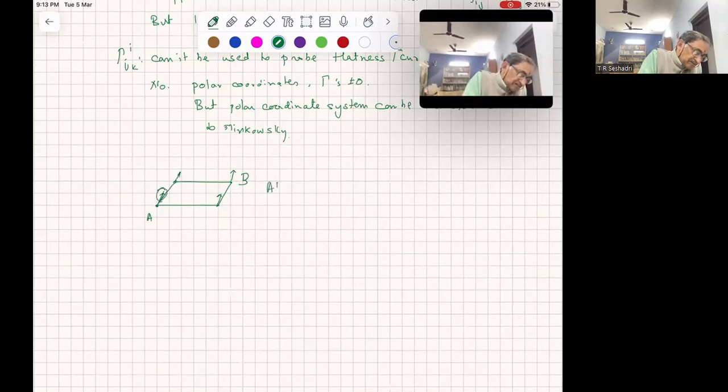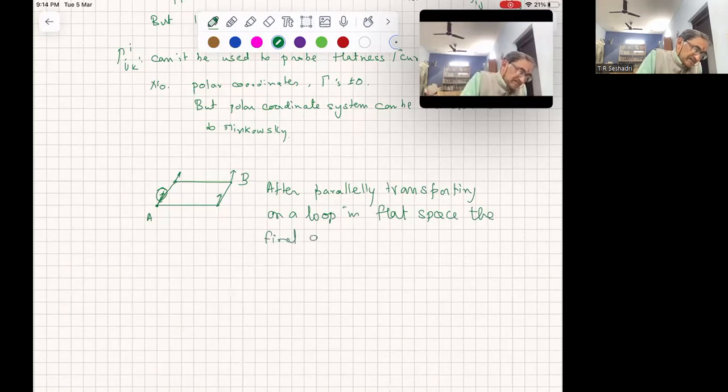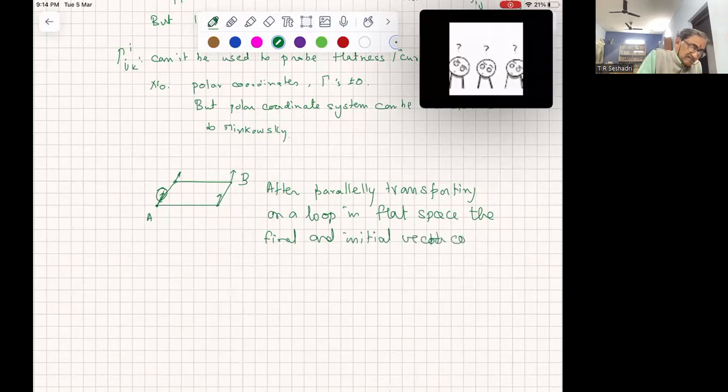Then, after parallelly transporting on a loop in flat space, the final and initial vector coincide. Are you with me? Yes. Yes. Okay.